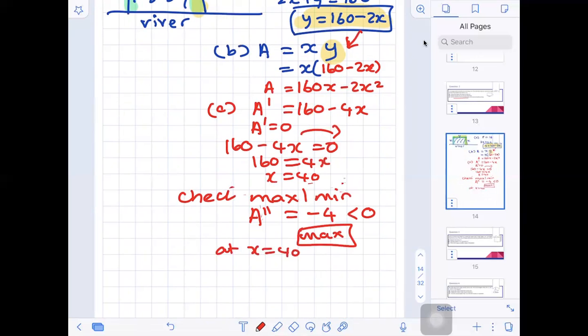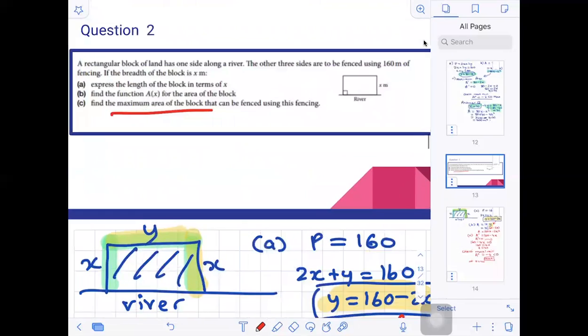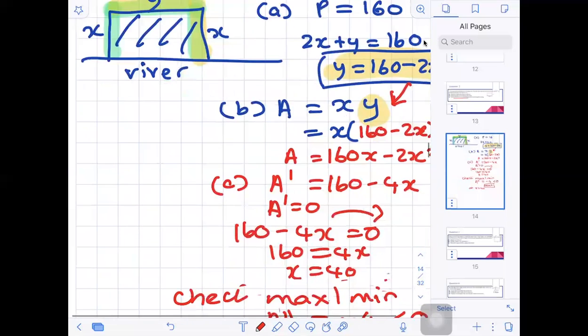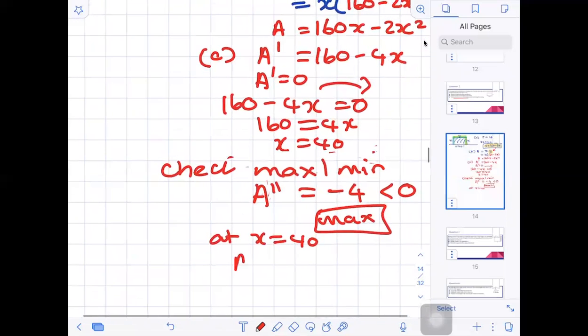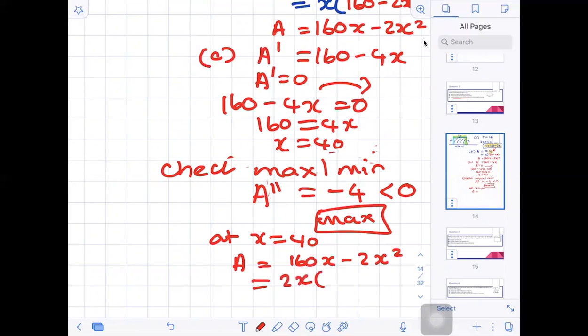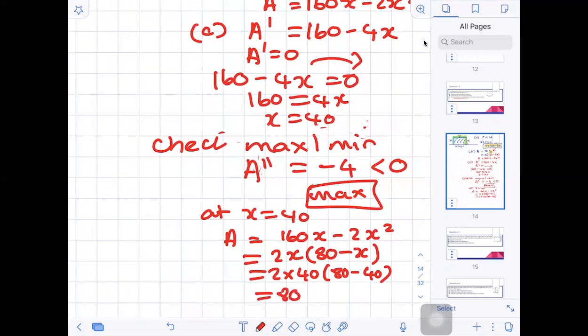And then make sure you actually answer the question. Find the maximum area of the block of land. So they want the actual area. So let's go back to the area formula. It's that one. I'm going to take out the 2x because it just makes it easier to calculate. So it's x times 2 times 40, 80 minus 40. So that's going to be 80 times 40. So we've got 3200 meters squared.